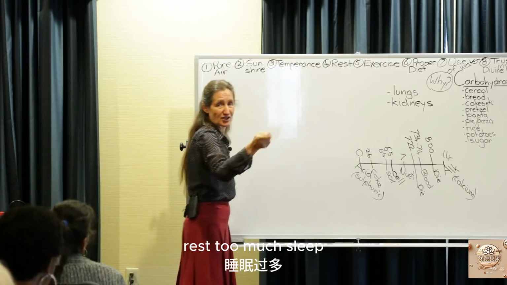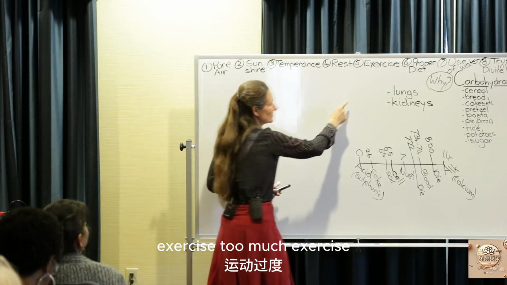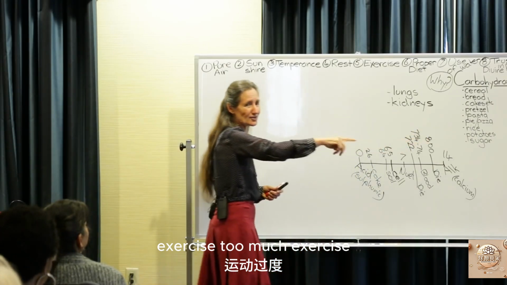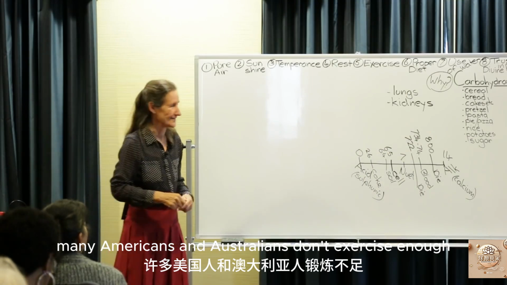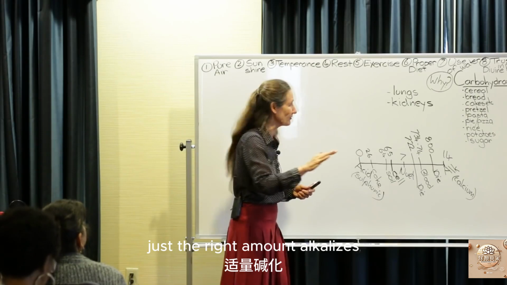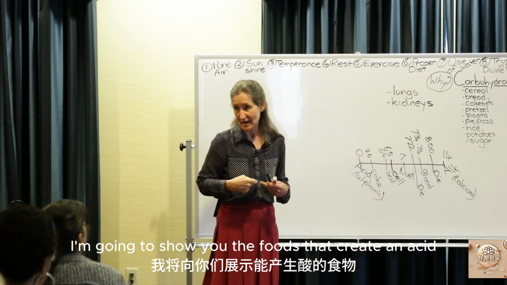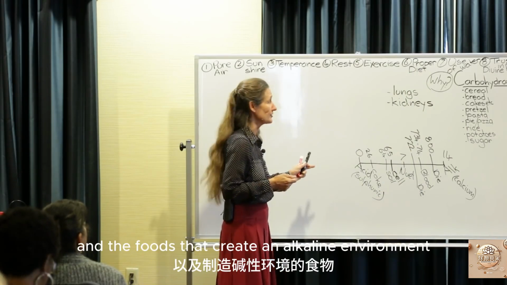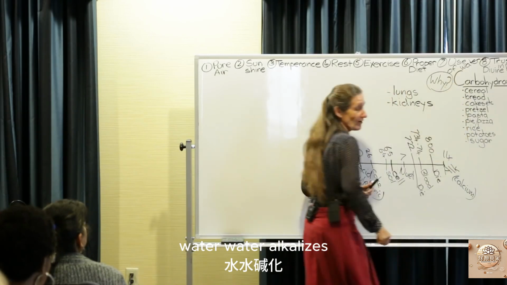Rest. Too much sleep, not enough sleep creates an acid environment. Exercise. Too much exercise, not enough exercise. Many Americans and Australians don't exercise enough. Both create an acid environment. Just the right amount alkalizes. In a minute I'm going to show you the foods that create an acid environment and the foods that create an alkaline environment. Water. Water alkalizes.